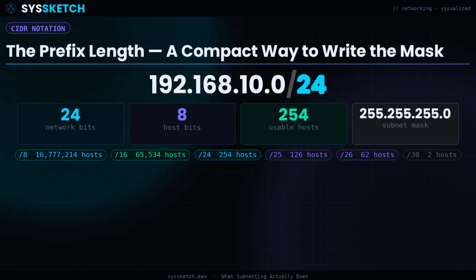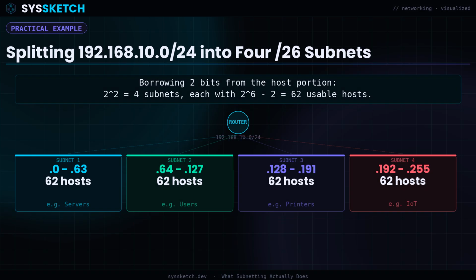Practical subnetting lets you carve up address space precisely. Take 192.168.10.0/24. Borrow 2 bits from the host portion and you get 4 /26 subnets, each with 62 usable hosts. Subnet 1 covers .0 to .63, your servers. Subnet 2, .64 to .127, your users. Subnet 3, printers. Subnet 4, IoT devices, each isolated from the others at layer 3.